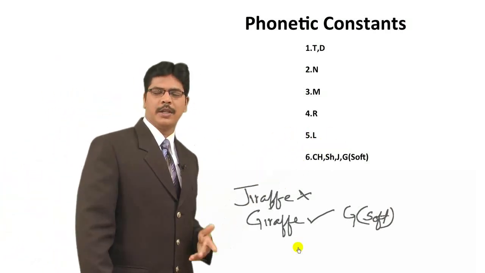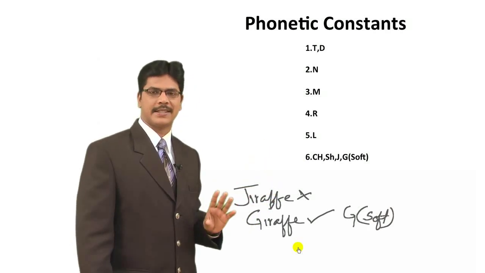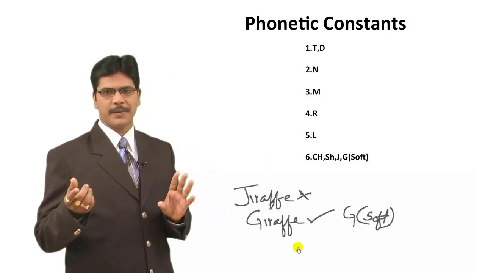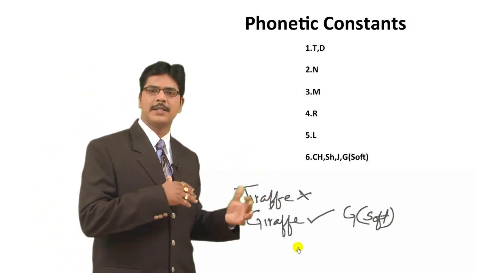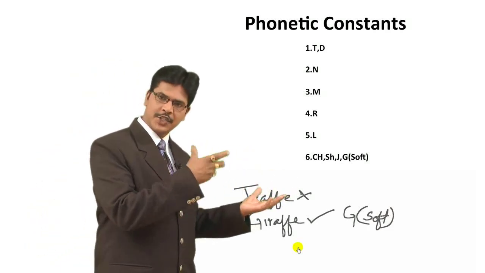The 8, you can think like a small child saying 6. There's a chich and shish, and the mirror image of 6 is J. Substitute for J is G soft because G soft sounds like J.